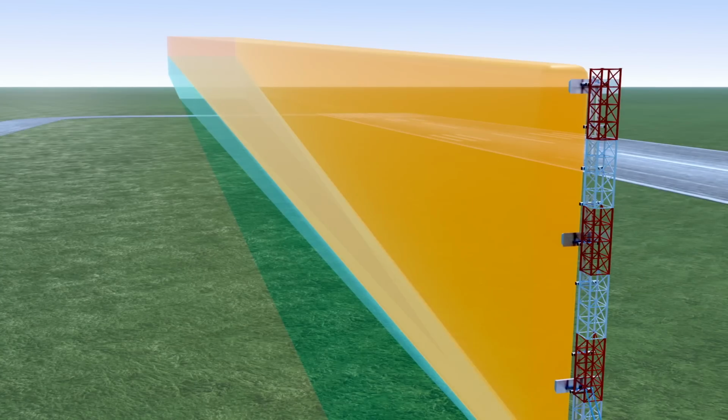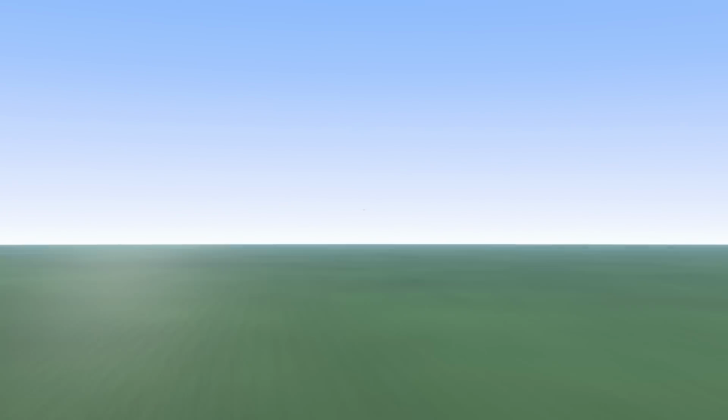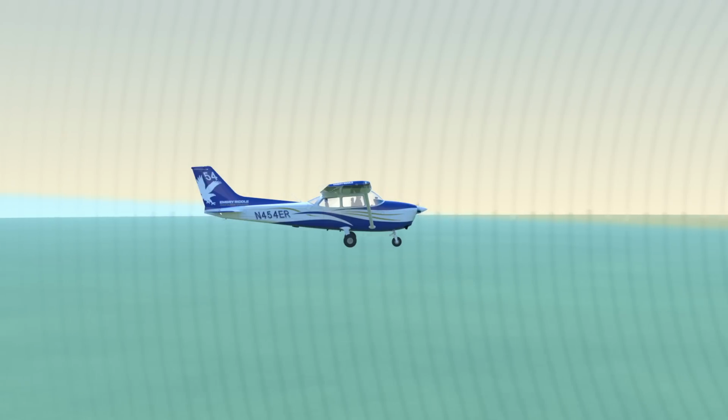Just like the Localizer, it emits 2 signals to provide vertical guidance to the runway, a 90 Hz above and a 150 Hz frequency below. Receiving both frequencies equally is considered to be on Glideslope.